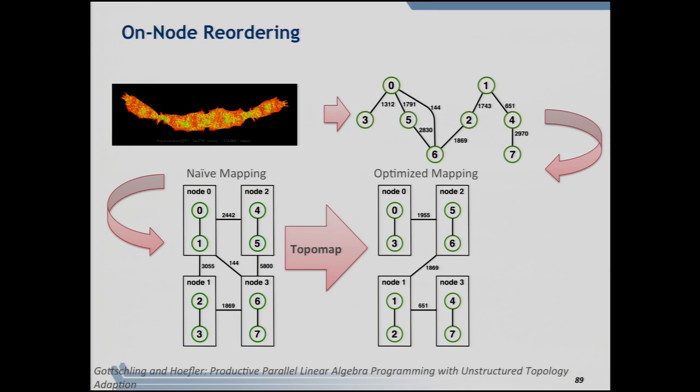So instead of this kind of mapping, you had a different mapping where 0 and 3 were on node 0, and then 1 and 2 were on node 1, then 5 and 6 on node 2, and 4 and 7 on node 3. This has much less inter-node communication for this application than the default mapping. So just by the placement of processes, you have more efficient communication because more of the communication is happening within a node than across nodes. And this is just an example.